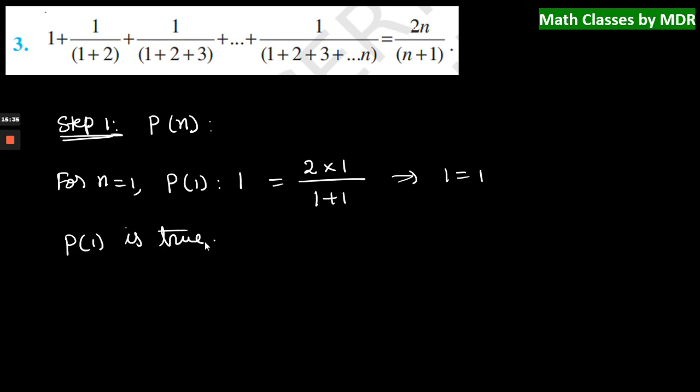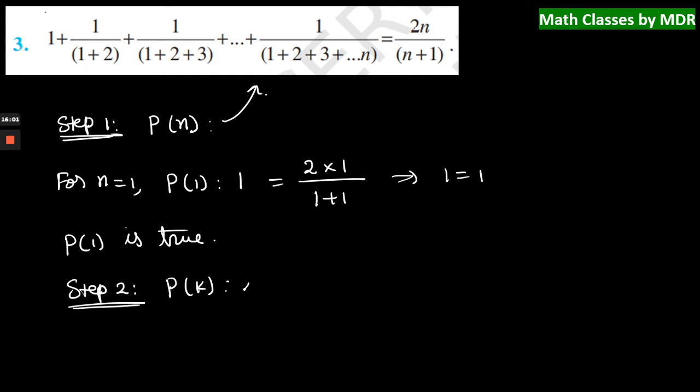I hope you can get it, right? Already we have solved 3 problems, the last 2 problems and in the first video 1 problem, with the same procedure and same statement, same words. So I'm not writing all those words here. This P of n is equal to this one. Now what is step 2? We have to assume that P of k is true. What is P of k?